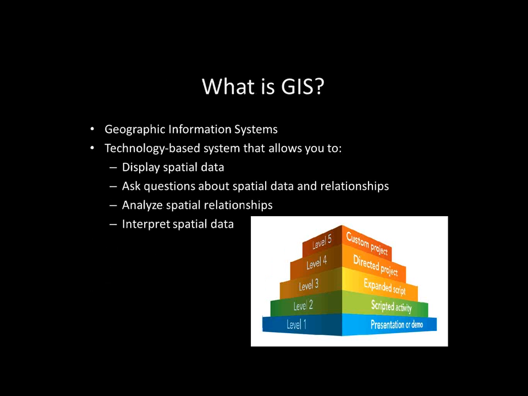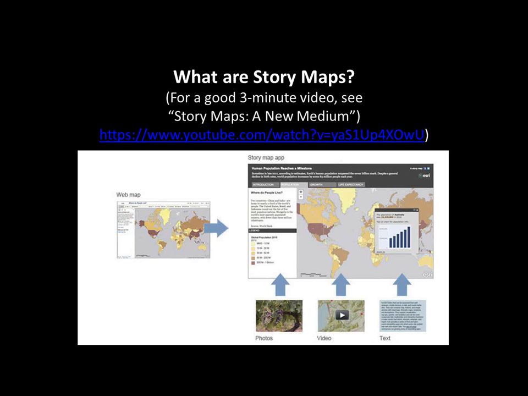GIS, or Geographic Information Systems, is technology-based. It's really a system that allows you to display spatial data, whether it's in the form of paper maps or on screen or whatever, ask questions about those data and the relationships among the data, analyze spatial relationships, and then interpret them. And it's something that's increasingly being used throughout the United States and actually the world. In fact, the United States right now is exporting geospatial technology-based jobs to other countries because we simply don't have enough people in the United States who can handle this type of work yet.